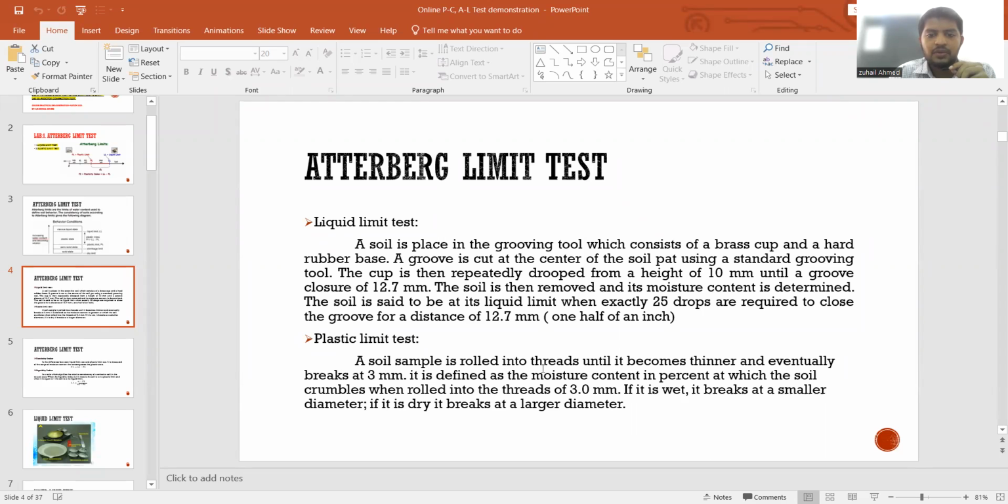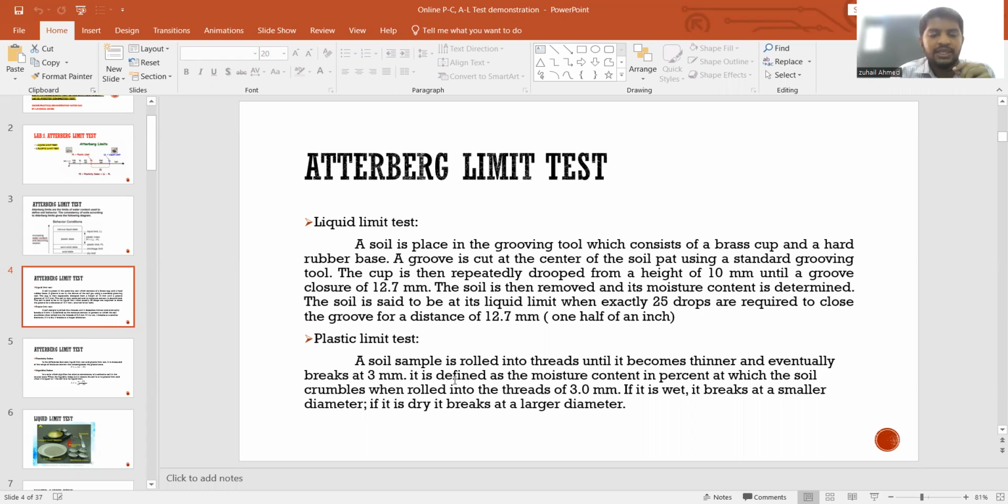A soil sample is rolled into threads until it becomes thinner. This is under plastic limit. The second one is plastic limit. Now, if you have any doubts regarding the liquid limit, you can ask after I play the video regarding liquid limit. After that, you can ask some questions. Then we will see the second one under the Atterberg limit test, the plastic limit test.